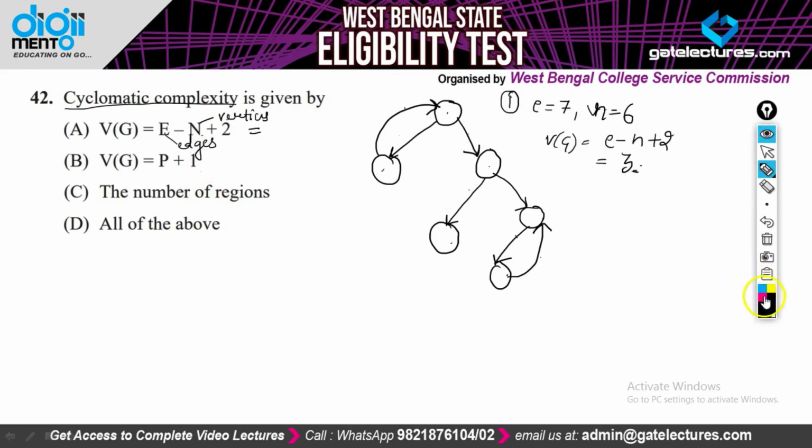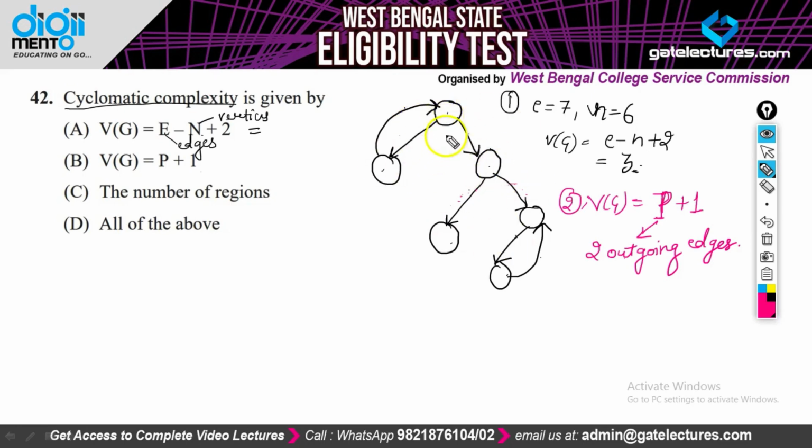Let's check the second one. The second one says Vg equals, we can say it is pi or p, the number of predicate nodes. Okay, what is a predicate node? It is a node which has 2 outgoing edges. Two outgoing edges means it has either true or false, like this one. So it has 2 statements, right? So this one is our predicate node.